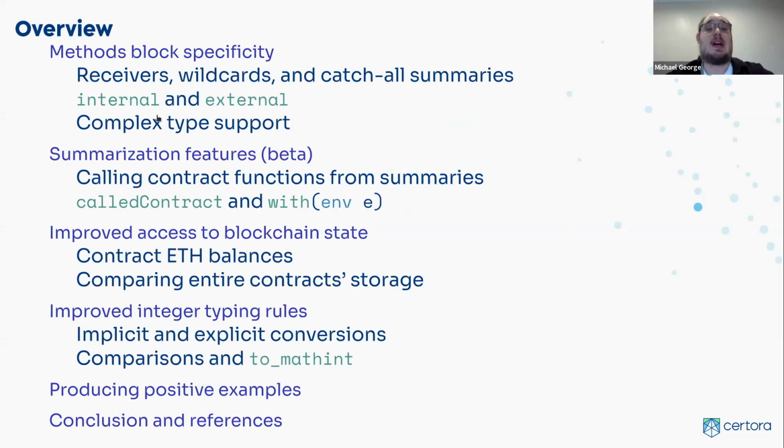A lot of the changes in CVL2 and since have been in the methods block and in the way that you write down summarization. So the first set of features I'm going to talk about are related to the methods block and how you write methods block entries for summarization, and then some new features that are actually in beta right now, which you can get if you install the beta client or will be available in our next full release, which give you more power for writing summaries.